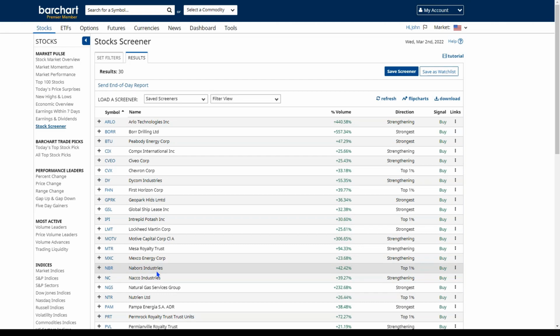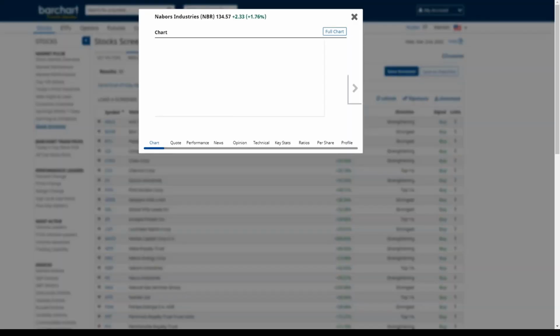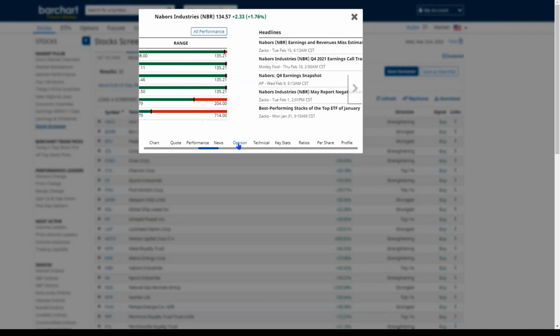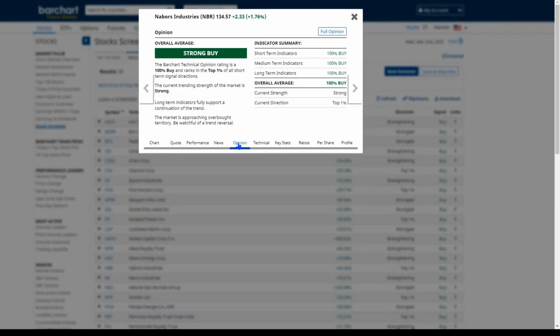And what we're going to do on this is go over here to this plus sign. I'm going to open this up. And you can see my chart here, just a little snapshot of my chart. Is this a stock that has nice momentum? Is it having a nice trend? Yeah, it certainly does look like that. What's our opinion? Our strength and our direction.